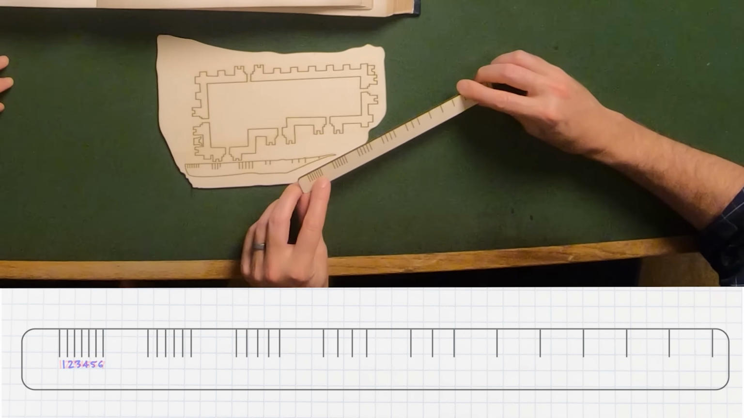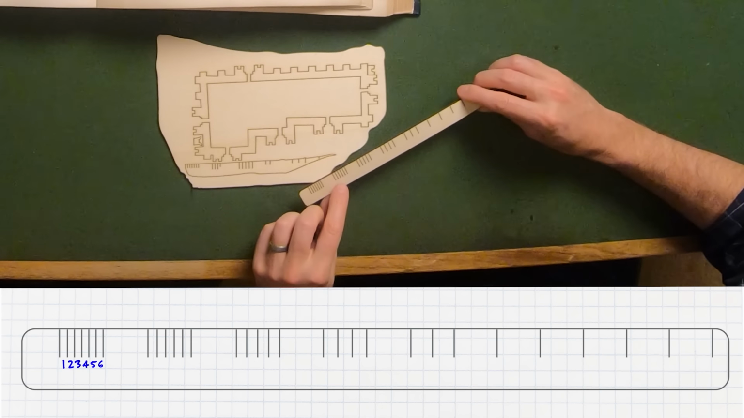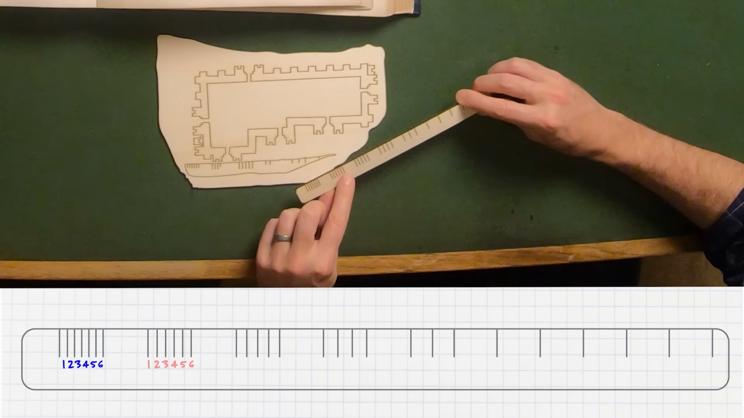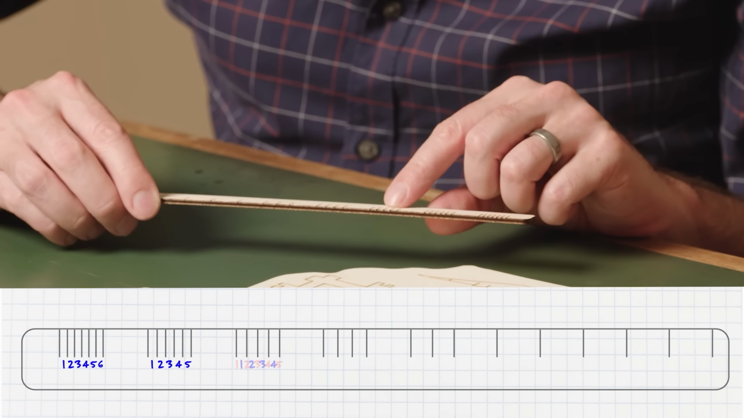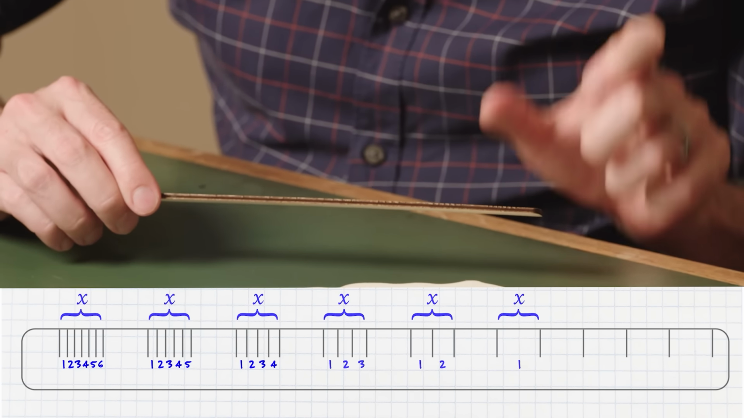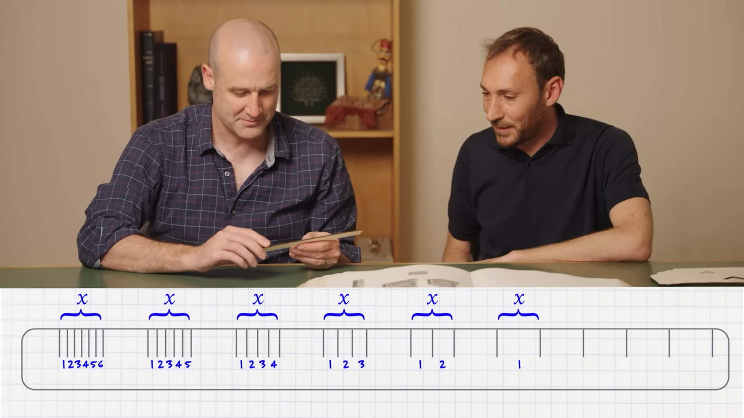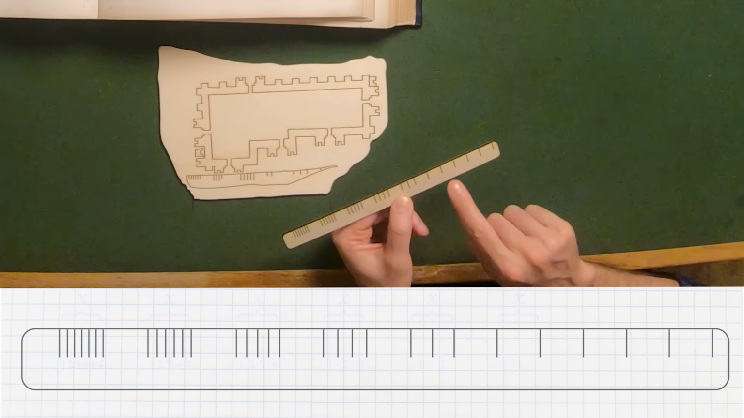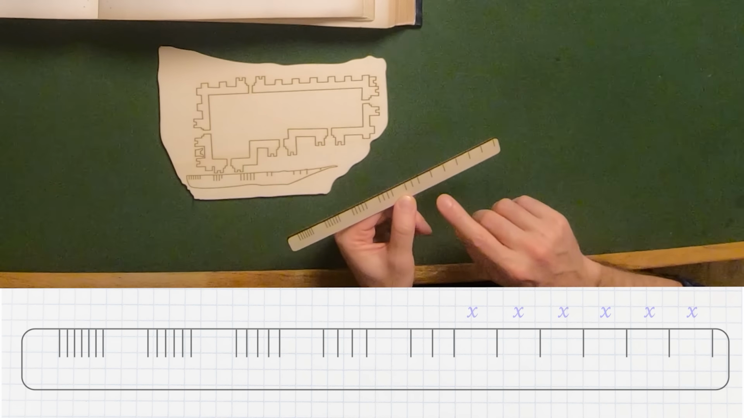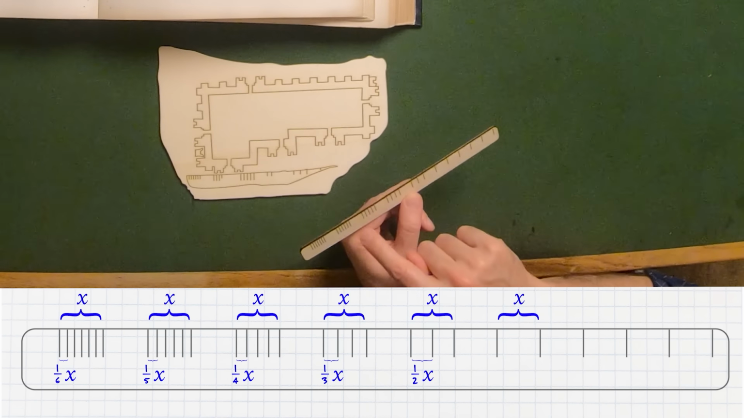So once again, 1, 2, 3, 4, 5, 6, 7. That's 6 intervals. And then over here, 1, 2, 3, 4, 5, 6. That's 5 intervals. And 4 intervals. So these are just subdividing the same length into different amounts, right, down to halves. And then this is just when you want to measure off a bunch of them. Exactly. So you're doing halves, thirds, quarters, fifths, and sixths.